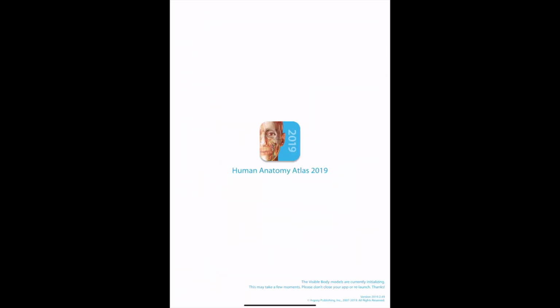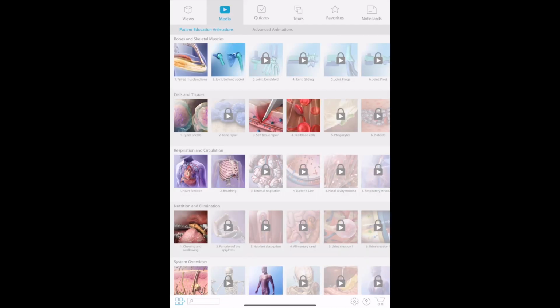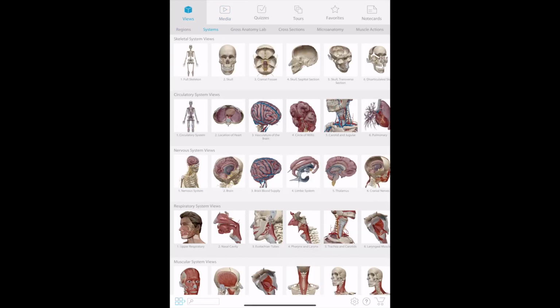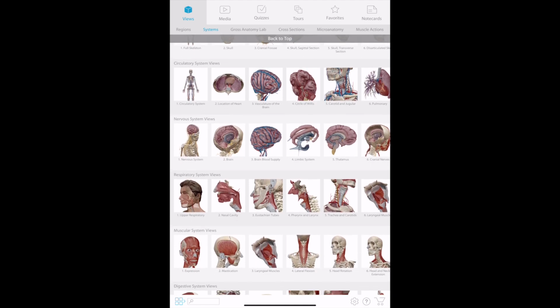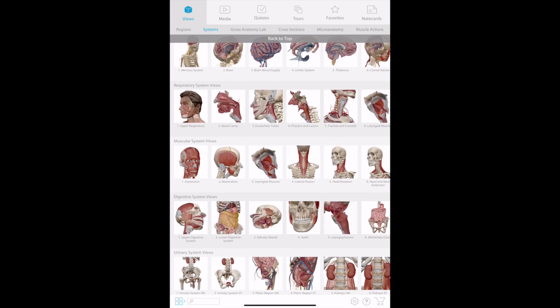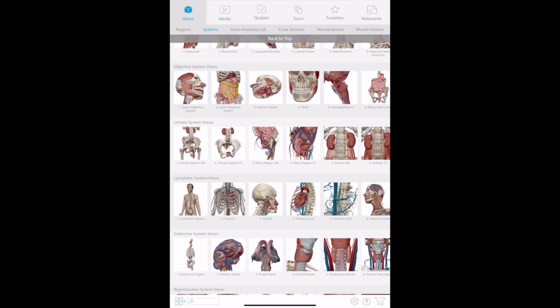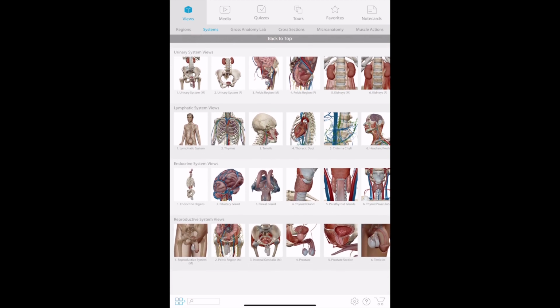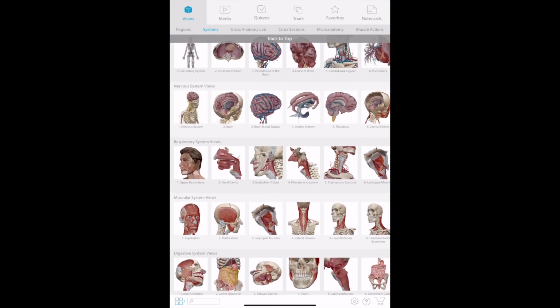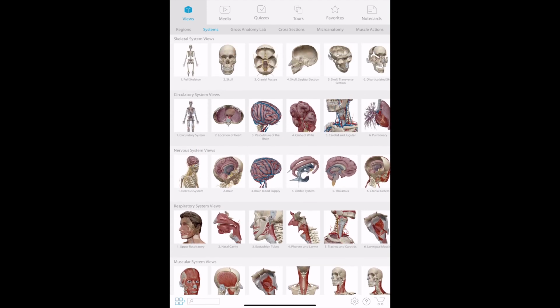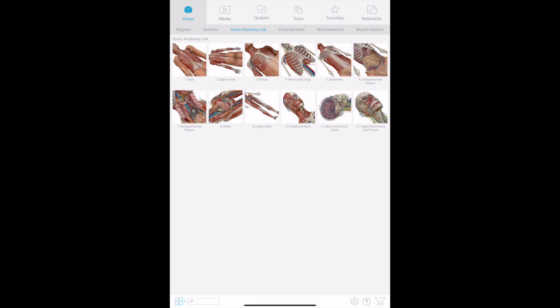It's better in portrait mode than landscape when looking at this anatomy app because I feel like you get the most out of it in portrait. So this is why I switched it to portrait. So as you can see, the app is called Atlas. This is actually through my iPad. I purchased it. It was Atlas 2018. It updates every year and you don't have to pay extra for it. So that's why it says Atlas 2019.